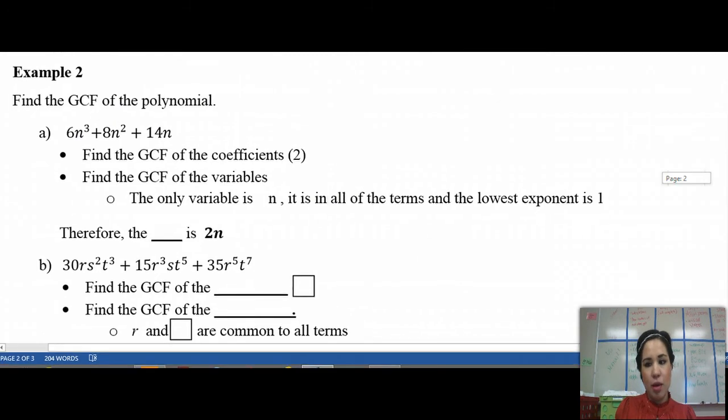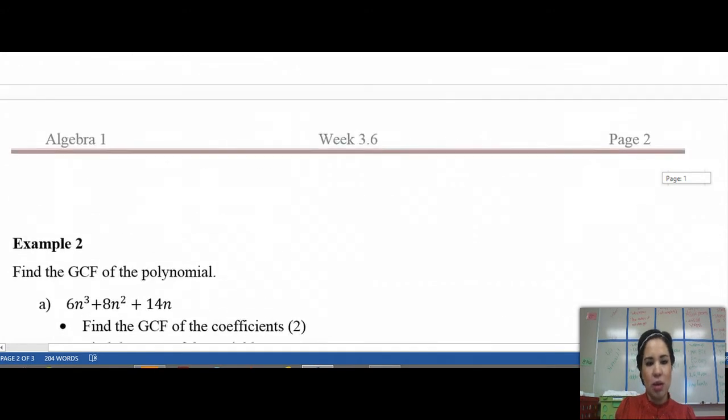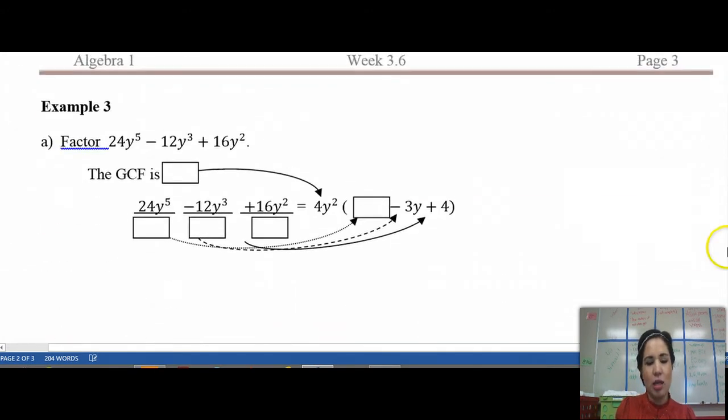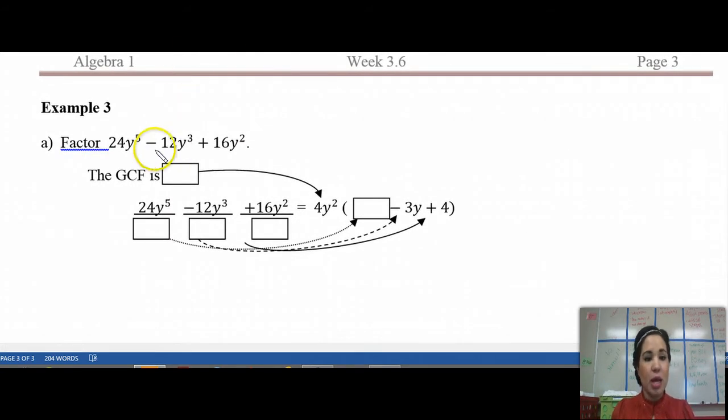Okay, and we're not going to do that second one because I think you guys should have gotten the idea. Let's go ahead and take a look at example 3. Same thing, find the greatest common factor. So 24, negative 12, and 16.